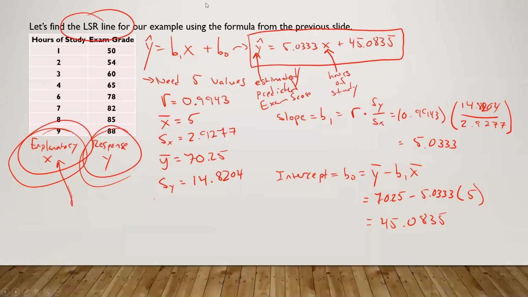Then we wanted to model this relationship. And to model the relationship, we use what's called least squares regression, or find the least squares regression line.